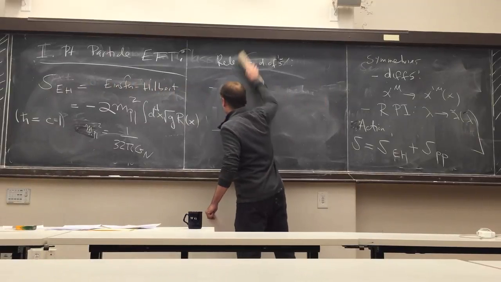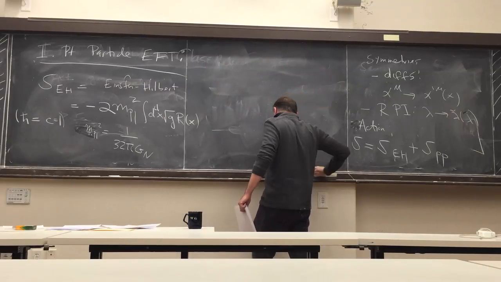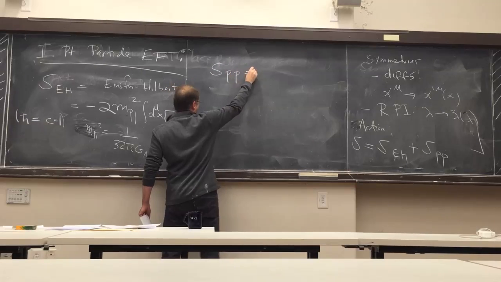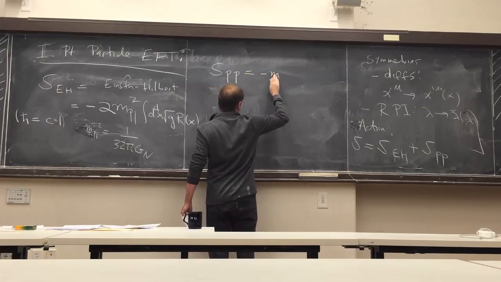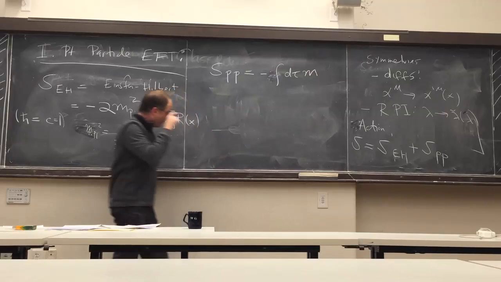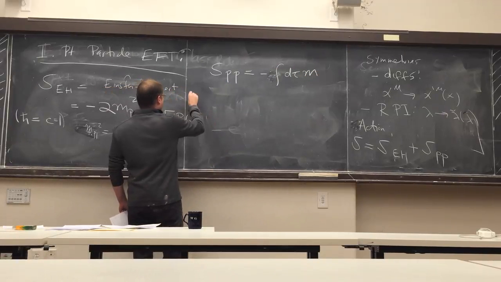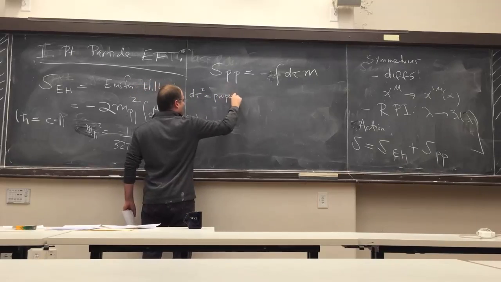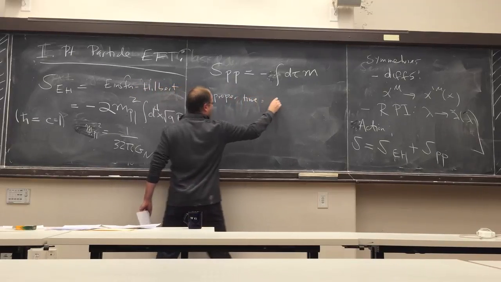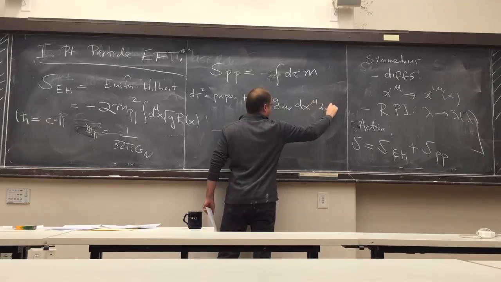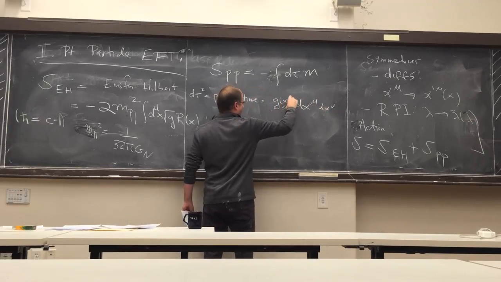Again, the idea is to just write down everything consistent with the symmetries of the problem. So the simplest thing you could write down looks just like that. It's m d tau, where d tau is just the proper time. It's given by that, and it's evaluated on the world line.